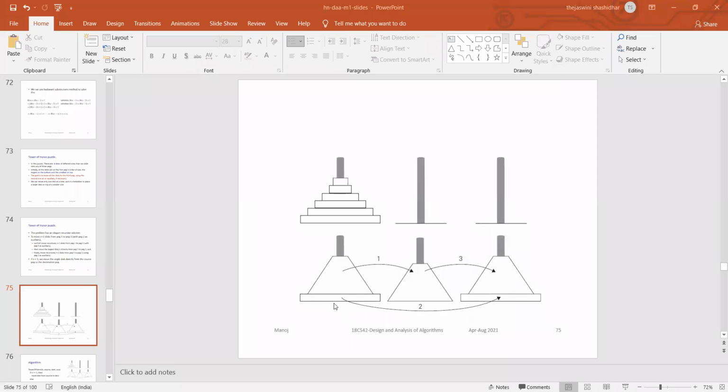So kindly understand. Step 1 will move how many disks? N minus 1 disk. In the second step, you move how many disks? Only the one disk. The larger one will go here.